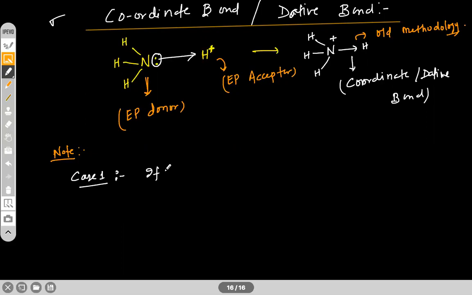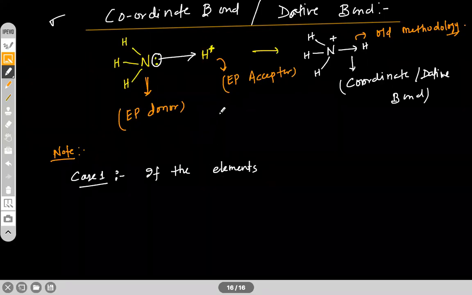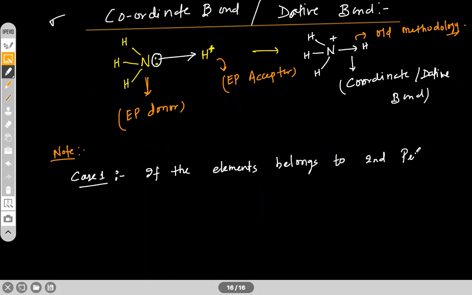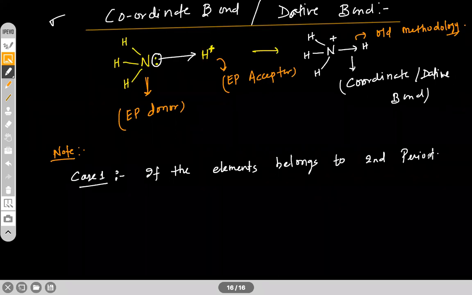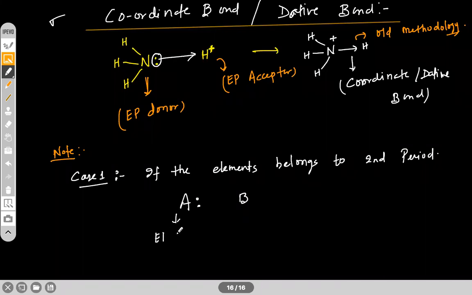If the elements belong to second period. Okay. So in this case, what happens? Suppose we have a lone pair donor, an atom A, and B is the lone pair acceptor or electron pair acceptor. Donor is A, and this one is electron pair acceptor B.